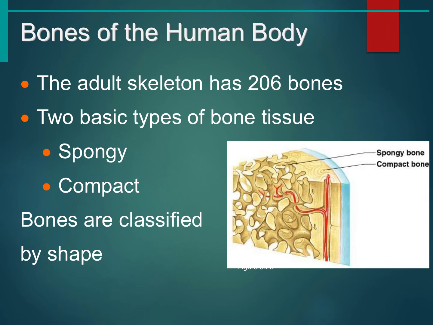Okay, so as we said, the adult skeleton has 206 bones, and they are made up of two basic types of bone tissue. Spongy bone, which you can see here, and it's kind of porous. And then compact bone, which you see here, and it is compact. And so the proportions of each kind of bone depend on the shape of the bone. So that's how they're classified.